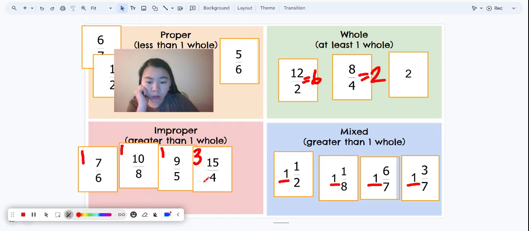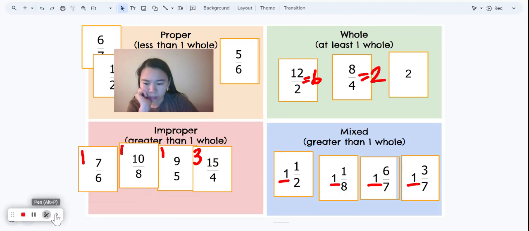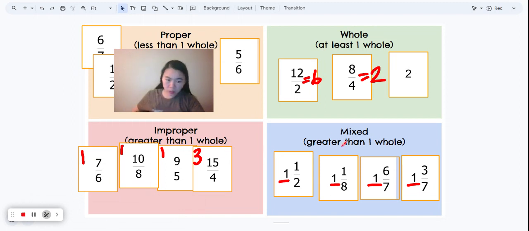So this card is also very large. It's 3 whole and a little bit more. Okay, so this 15/4 is larger than the rest of the improper fractions and the rest of these mixed numbers. It's our second largest number in all these cards because remember the 6 is the largest.